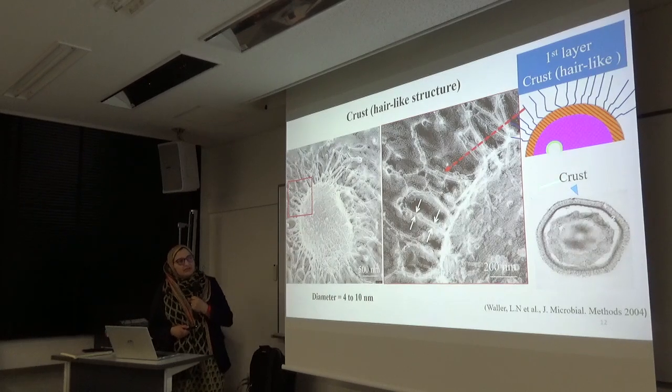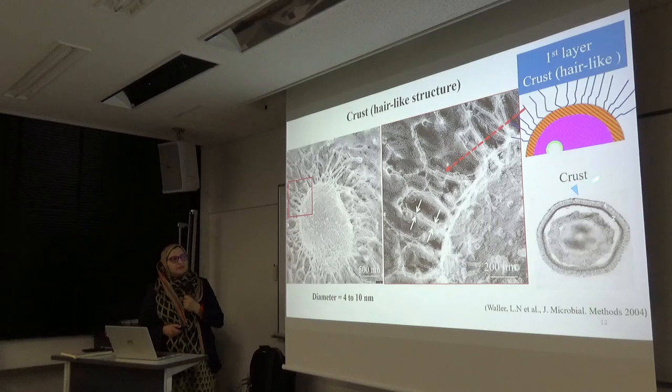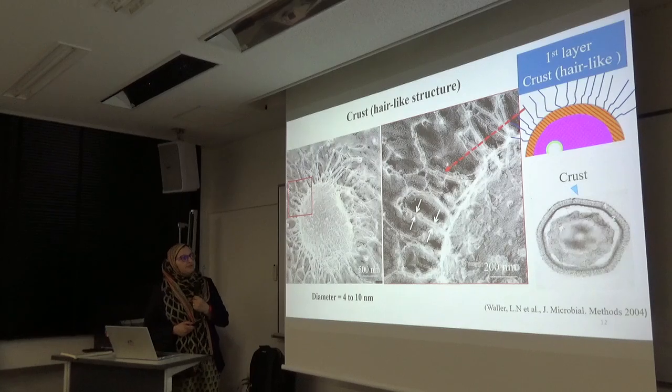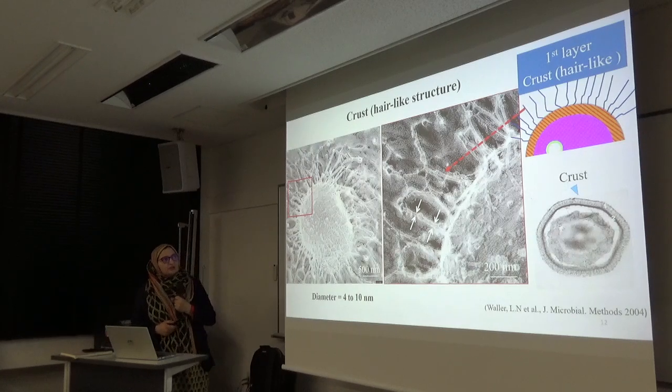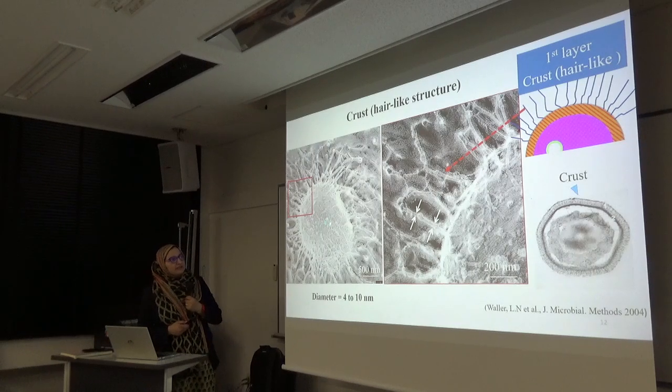Previously, some researchers also did experiments, and they found that the spore consists of an outer layer known as the crust. But this time I succeeded in visualizing the native structure of this crust. The structure of this crust is a hair-like, long filamentous structure, so I gave it the name hair-like structure.